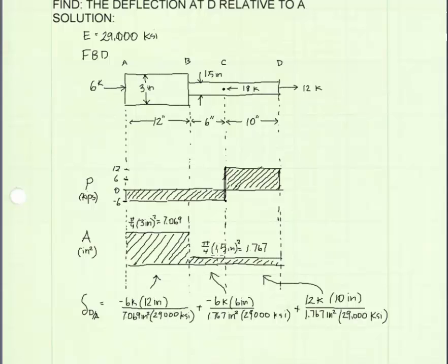For the middle section, the internal force P is equal to -6 kips from this diagram. The length is 6 inches. The cross-sectional area is shown here in this diagram, 1.767 inches squared, and E is the same. And for the last segment, the internal force is 12 kips. The length is 10 inches. The cross-sectional area is 1.767 inches squared, and E is the same.